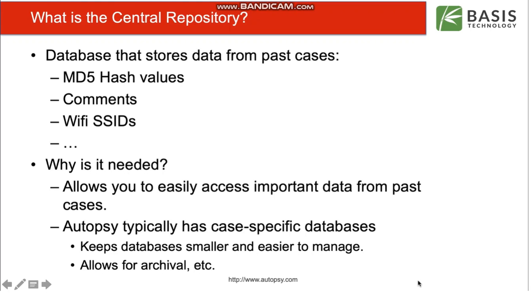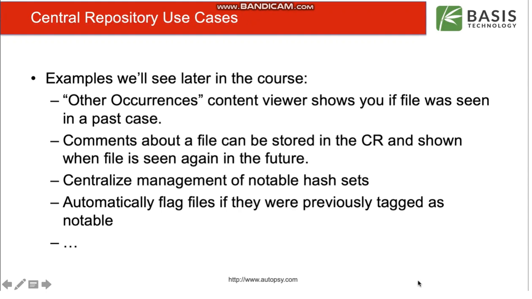Where that data from past cases can be important. And so the central repository is that smaller data set of the important facts from your past cases. So some use cases that we'll see later in this course. There's something called the Other Occurrences Content Viewer in the lower right-hand corner that will show you if a file or other artifact was seen in past cases and what those case details were.